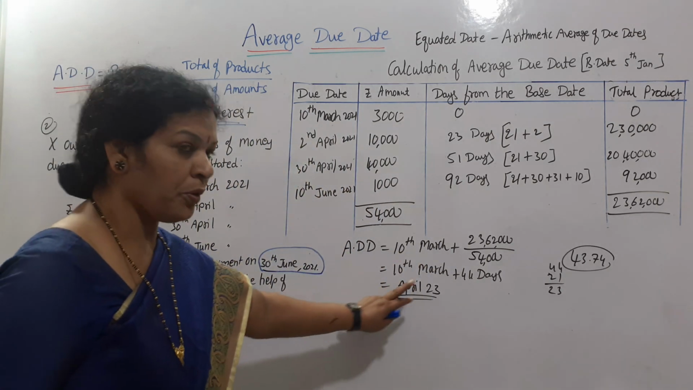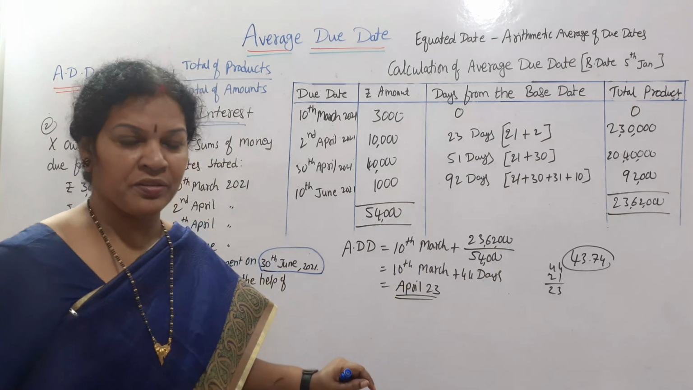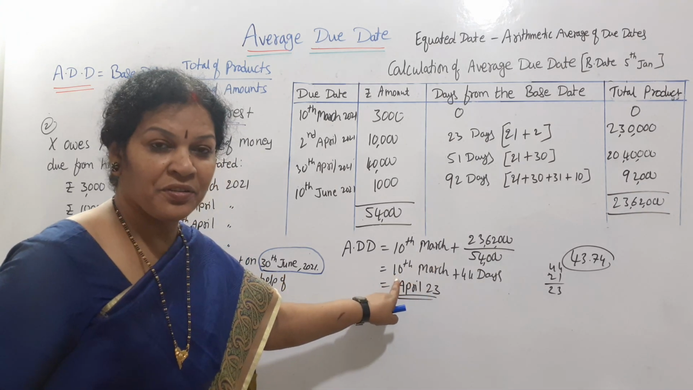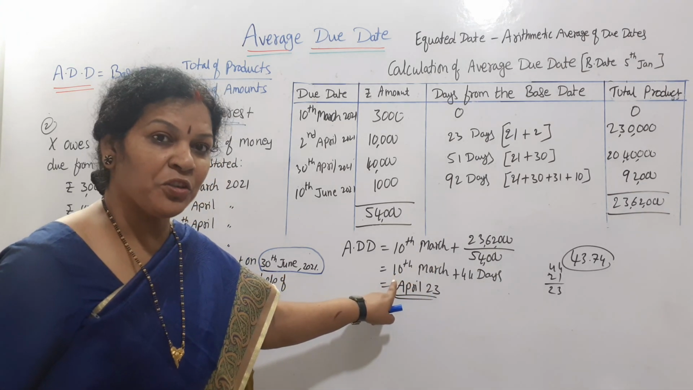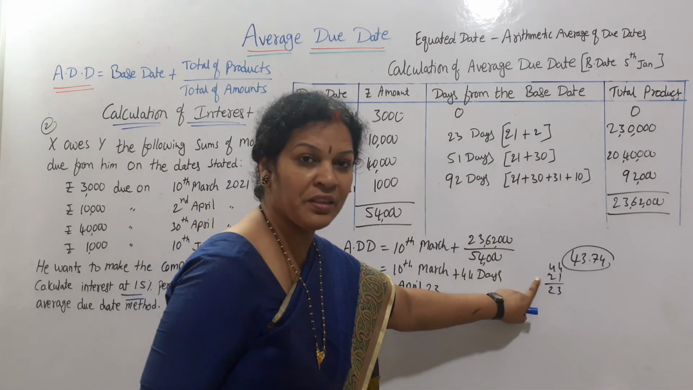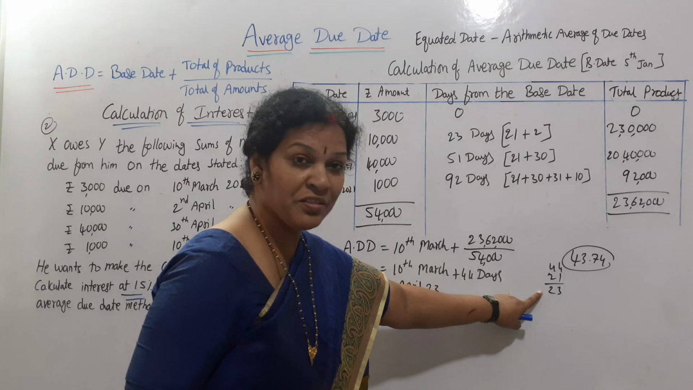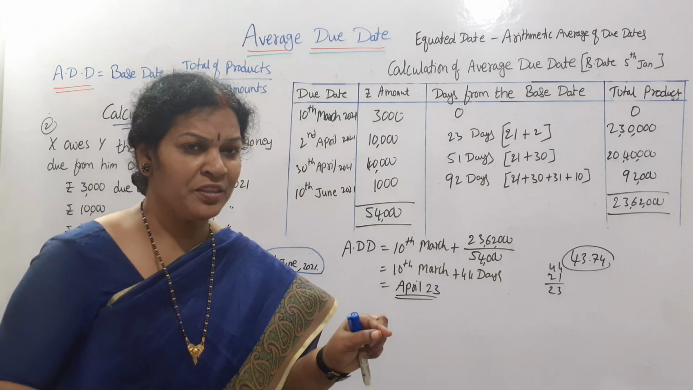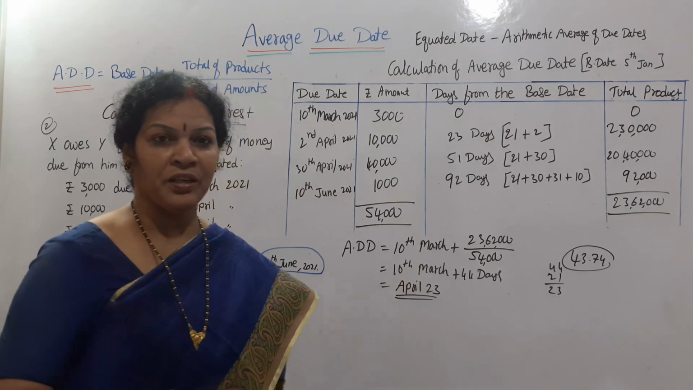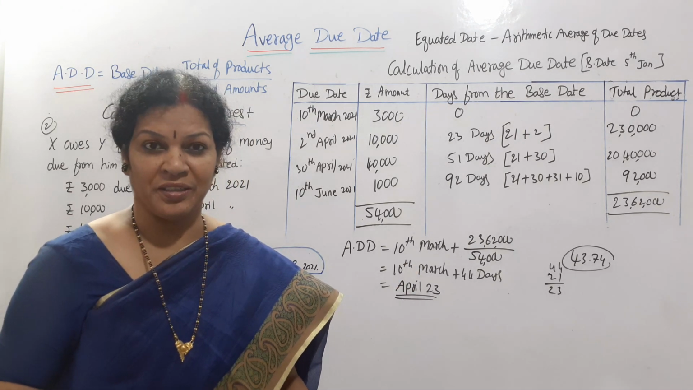Let me explain how we got this. Here 10th March plus 44 days. To complete this 10th March, how many days are required? 21 days. Out of 44 days, 21 days are required, so that March is completed. How many days are left? 23 days. 23 days comes to the next month, April 23. So April 23 I have written. Average due date is here 23rd April.